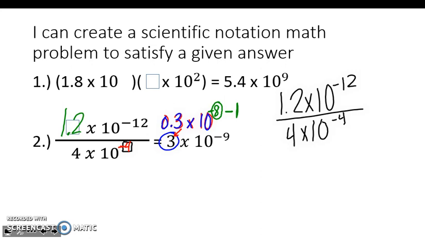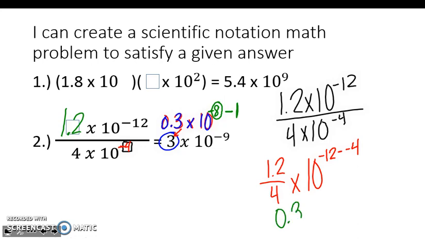So we would take 1.2 divided by 4, and we would take -12 minus a -4. So 1.2 divided by 4 is 0.3, and -12 minus a -4 is -8. But that's not what my final answer was, and that wouldn't be any final answer that you want to give me because I have to change that to scientific notation.